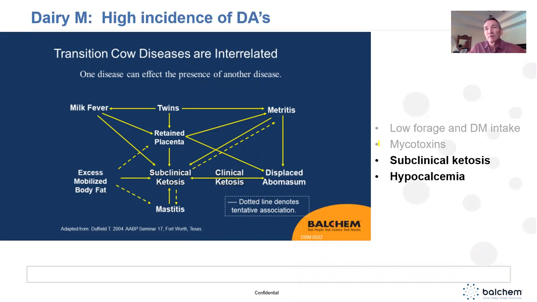Okay, the last two, subclinical ketosis, hypocalcemia. How do those relate to DAs? Look at this chart developed by Duffield many years ago. We have displaced abomasums. They're correlated with subclinical ketosis and ketosis, as is milk fever. All of these metabolic events are somehow interrelated. So when you hear of one, you've got to kind of think about the others and how they might be correlated.